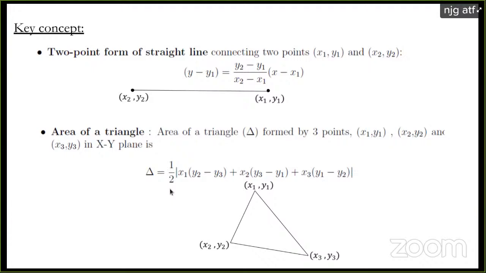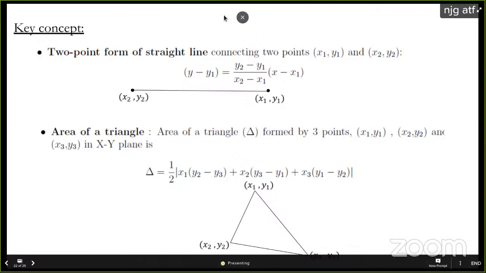That delta will be equal to half, and in between modulus there will be x1 times y2 minus y3, plus x2 times y3 minus y1, plus x3 times y1 minus y2. Why we take modulus is because the area of any region is always positive. So that is why we take modulus here. This is the formula basically. Got it, right? Any doubts?